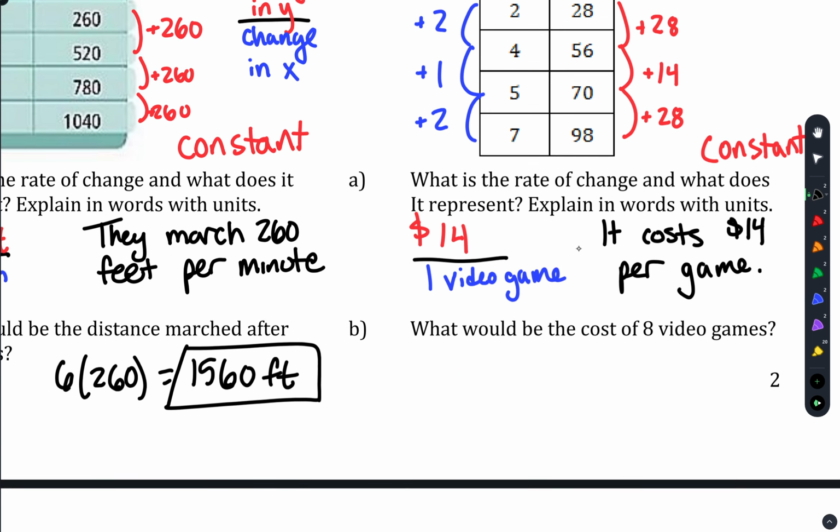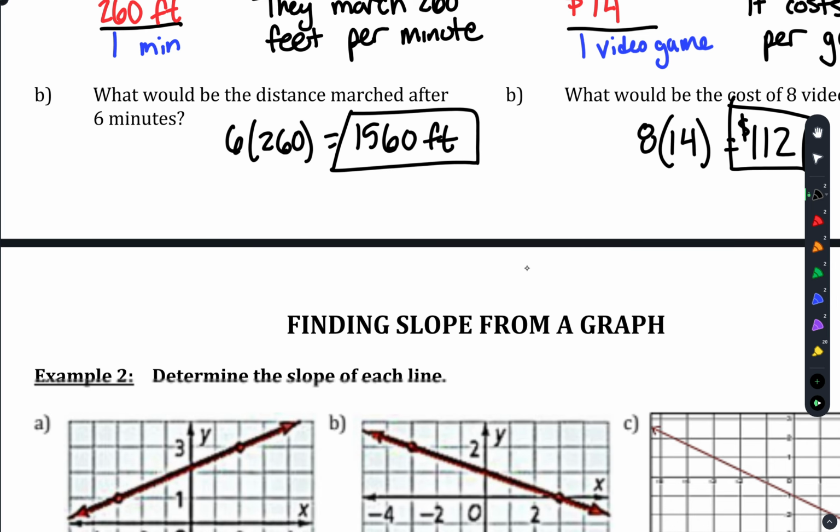Questions? What would be the cost of 8 video games? James? 8 times 14, $112. Beautiful. Any questions? Okay, flip it over.